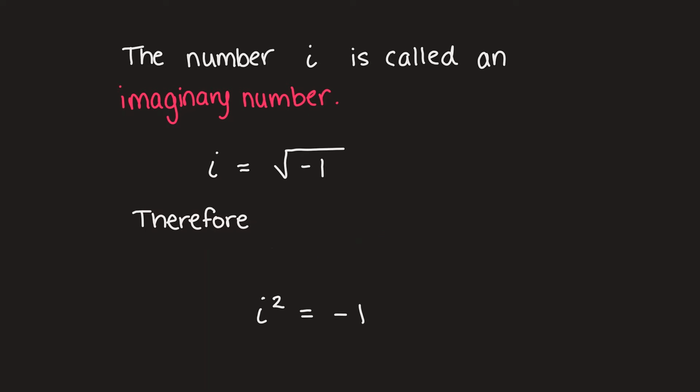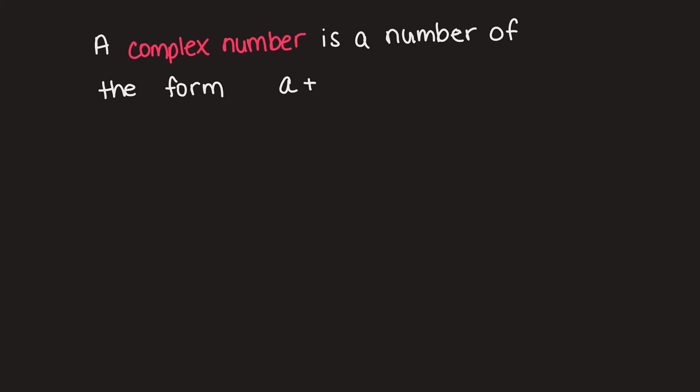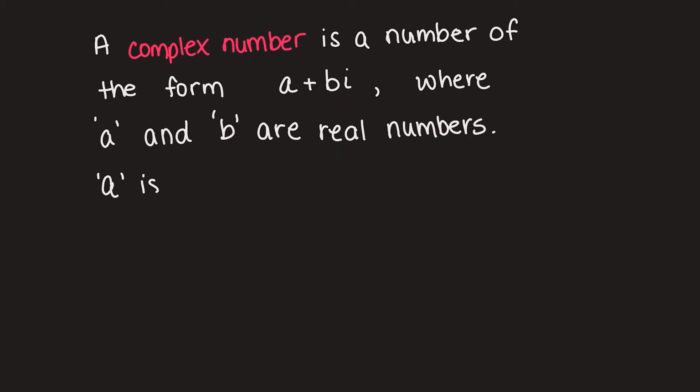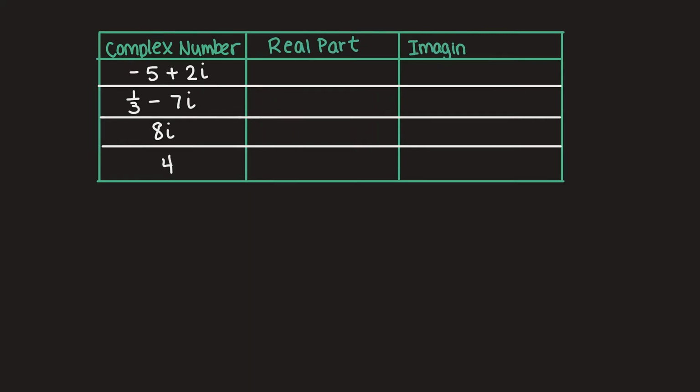It's going to be very important that we understand these two facts about imaginary numbers, as we will be using them often. Now let's define what a complex number is. A complex number is a number of the form a plus bi, where a and b are real numbers. a is called the real part, and b is called the imaginary part, due to it being multiplied by i. The following table will list some examples of complex numbers and their real and imaginary parts.